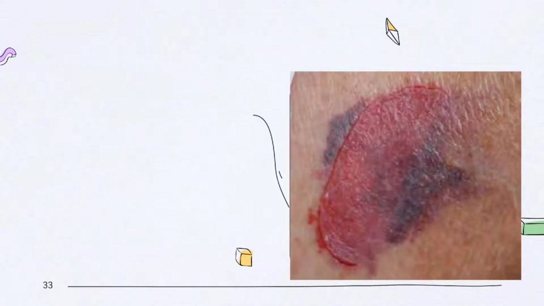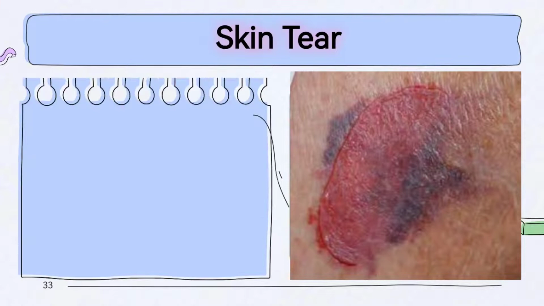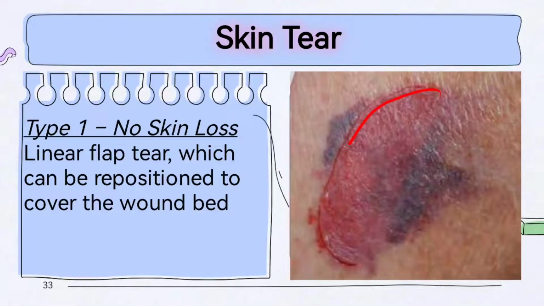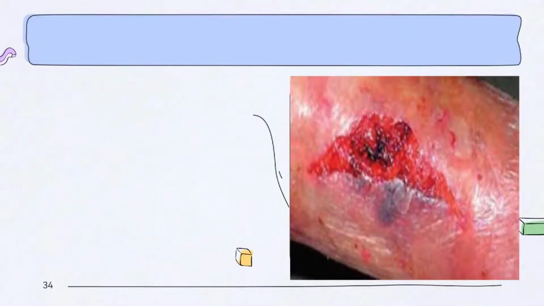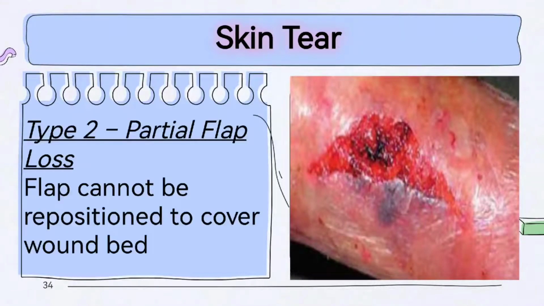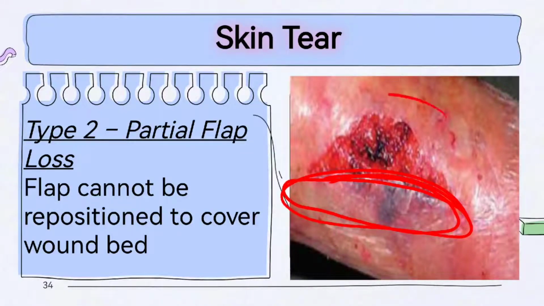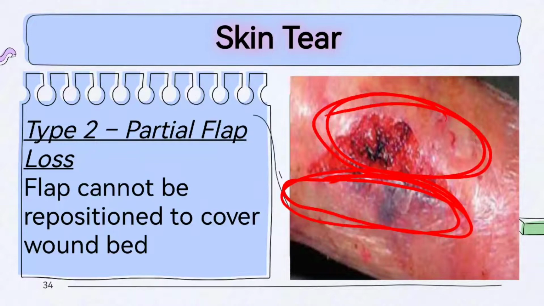Now, there are three types of skin tear. Type 1 is when your flap, this skin here, can still cover the wound bed completely. You can reposition it. For type 2, this is your skin flap. When you try to cover, you cannot cover all the wound bed. Half only or less than. For as long as you cannot cover the whole wound bed, that is type 2.